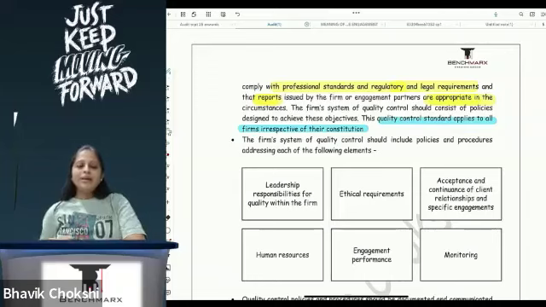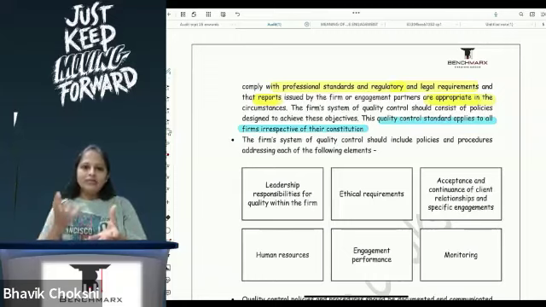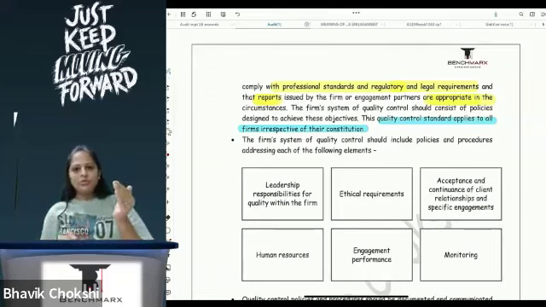So here, appropriate in the circumstances means that in those circumstances, whatever data I have collected, I will report, which is required as per regulatory legal requirements. I will collect the data, make the report, and then report it saying that I have based my report on so and so thing because of so and so reason.